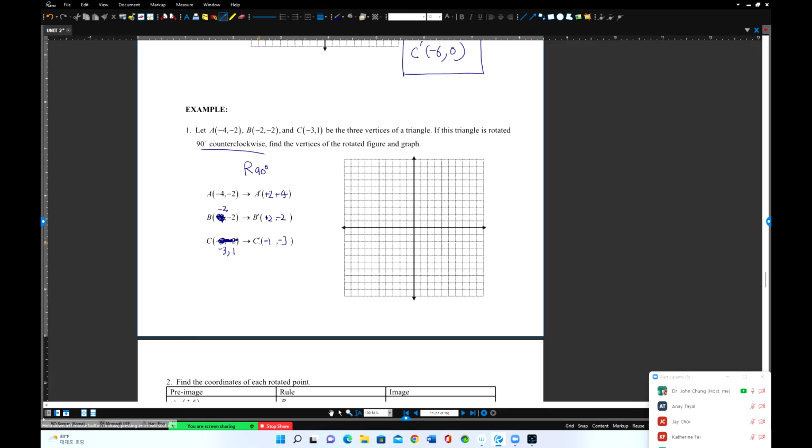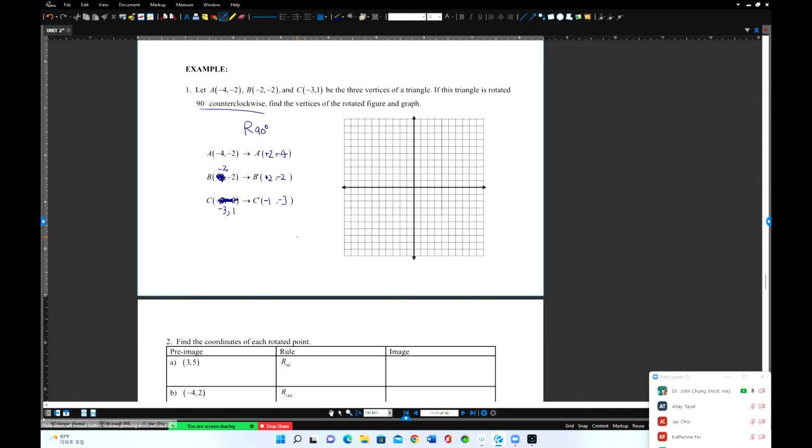Is it okay? So you can make a figure. We're going to make sure that the rotation is exactly 90 degrees. Negative 4 and 2. This is negative 4 and negative 2. B is what? Negative 2 and 2. That is B. C is what? Negative 3 and 1. This is C. When you make the lines, it's exactly isosceles, right? Make 90 degree.